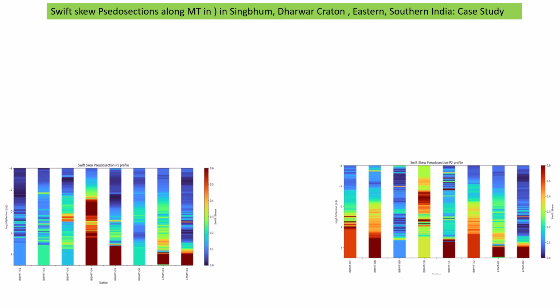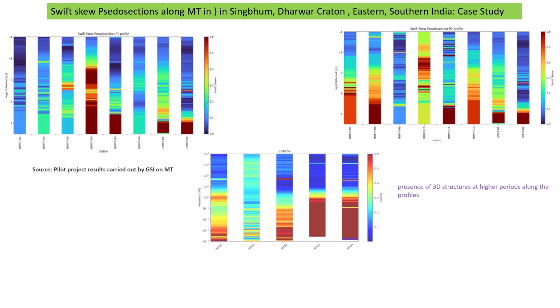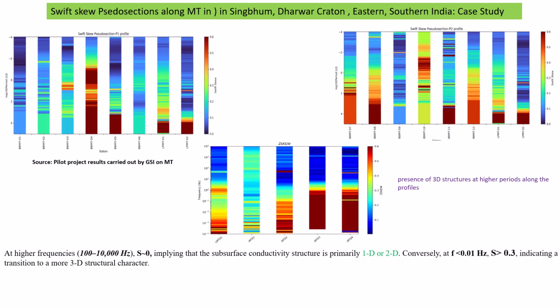So now you can see the sections of the pilot project study in the Dharwar and the Singbhum craton, for the section data taken from the pilot. You can see from the case study example that at a higher frequency range, the period is decreasing as the frequency is increasing. That means 100 hertz to 10 kilohertz, where the dimensionality indicator is 0.